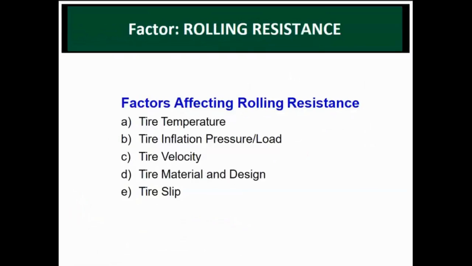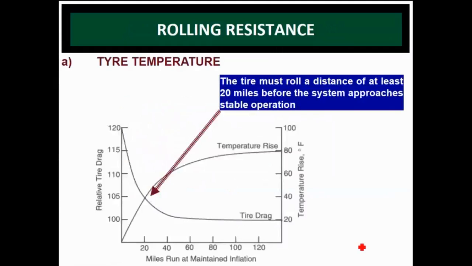Okay, and then there are factors that affect the rolling resistance, such as tire temperature, tire inflation in terms of pressure and load, tire velocity, tire material and design, and tire slip. Okay, we will look into each of these factors. Just tengok overview je lah. So, tire temperature. The tire must be at the correct temperature because it will affect the rolling resistance.